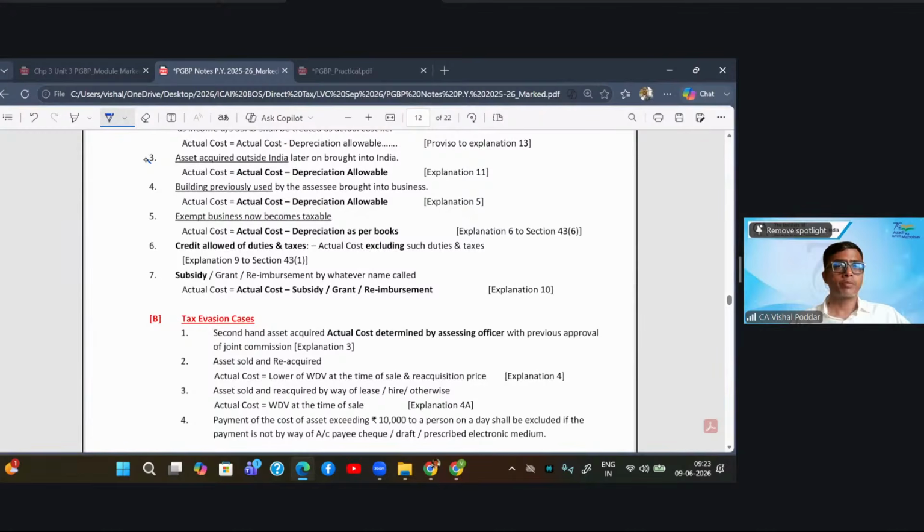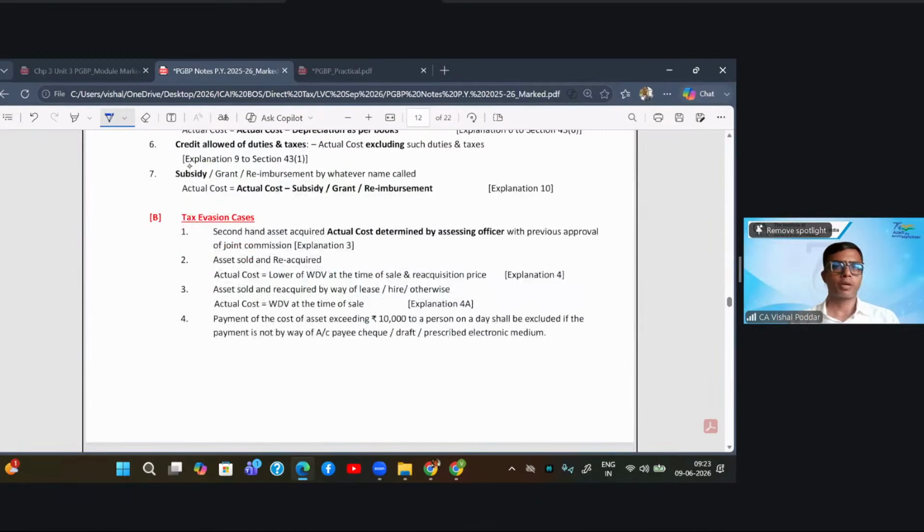Now, if the asset is used by you outside India, or it has been previously used by you and then brought into business, you have already used the asset. So what is the benefit derived by you? The usage period. And what can be the quantum or the valuation of that usage period? Depreciation. So what you will take here as actual cost is the actual cost minus, for whatever period you have used that asset, the depreciation, so the balance will be the actual cost now. Correct. So students, these are some pointers about this.